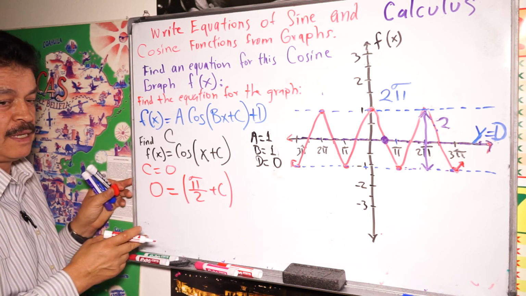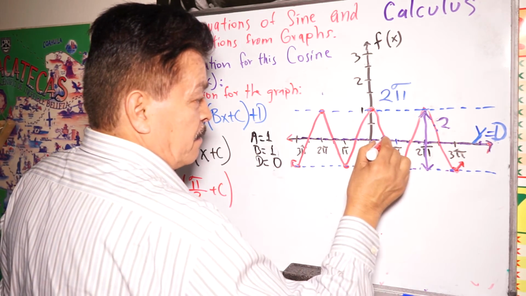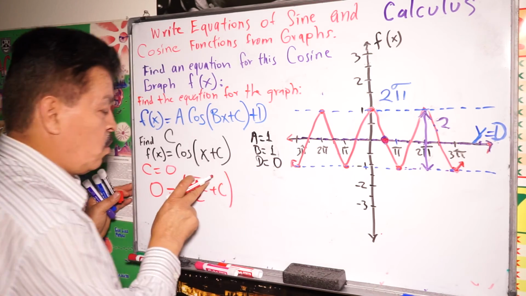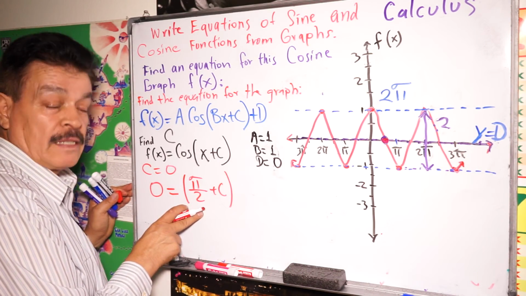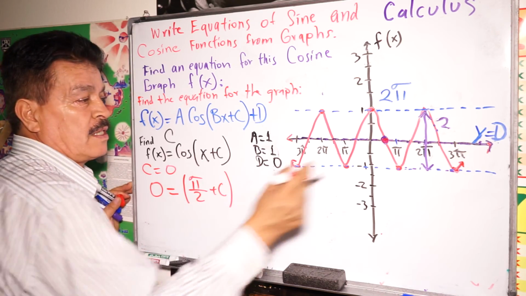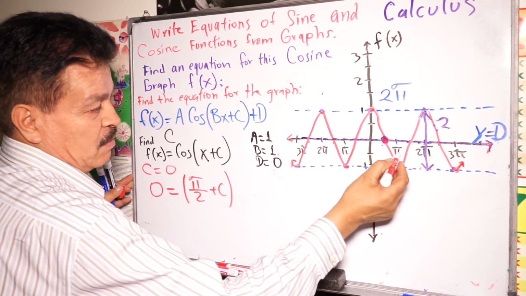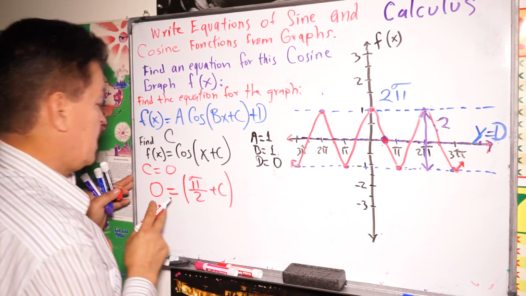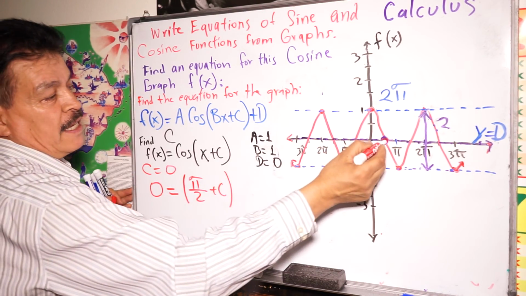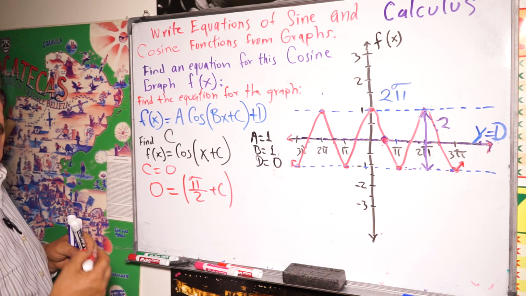So plug it in. This point, remember, is right here. Pi divided by 2 is one and a half pi, right here. This is 1 pi. This is going to be one and a half plus C, which is 0. The point is right here on the graph.